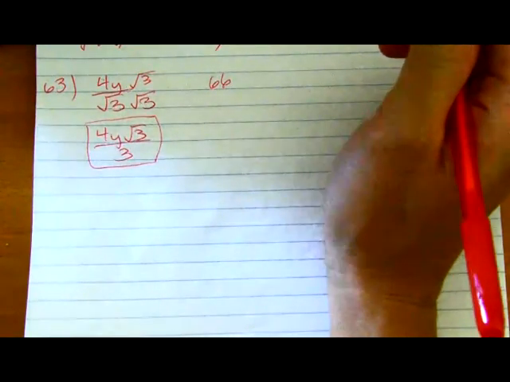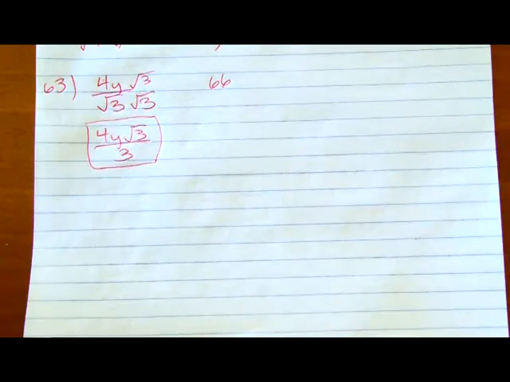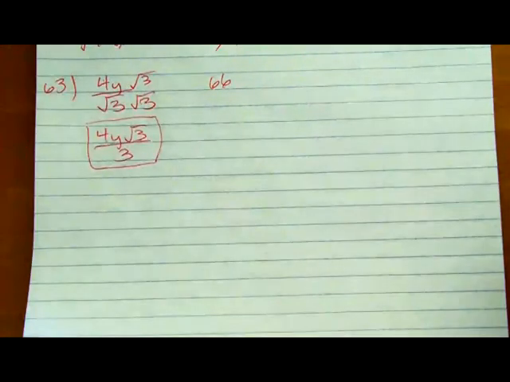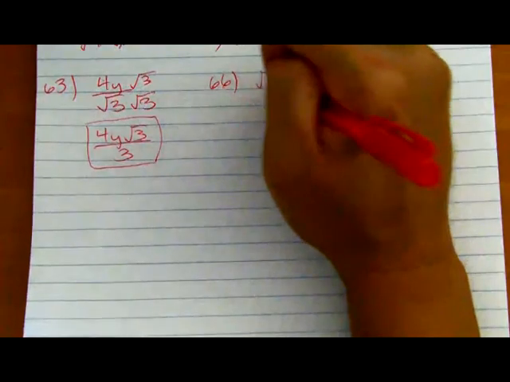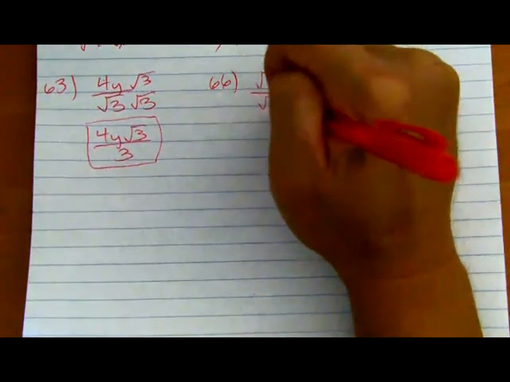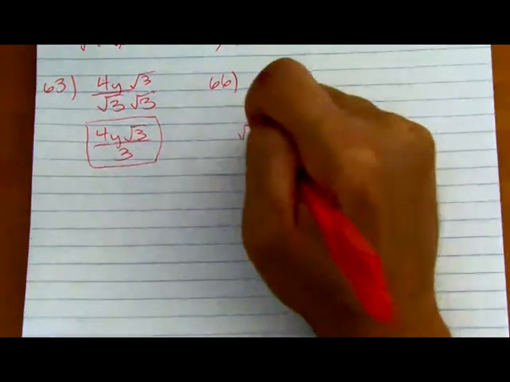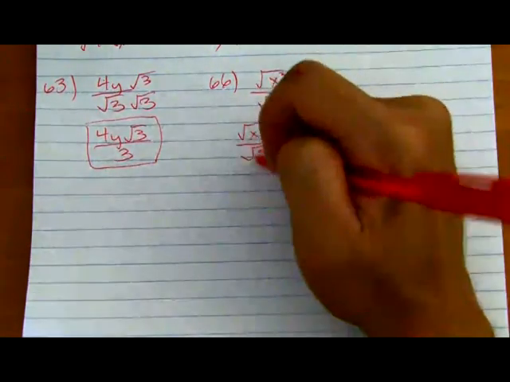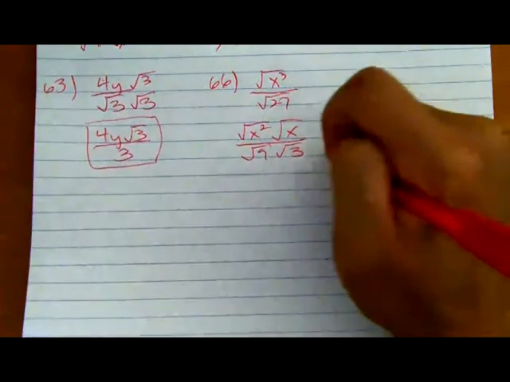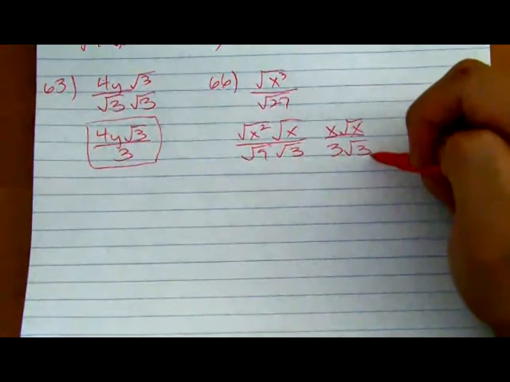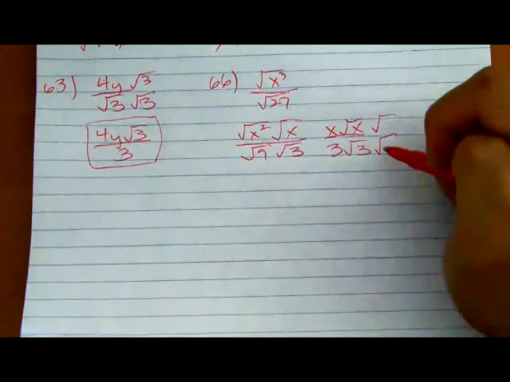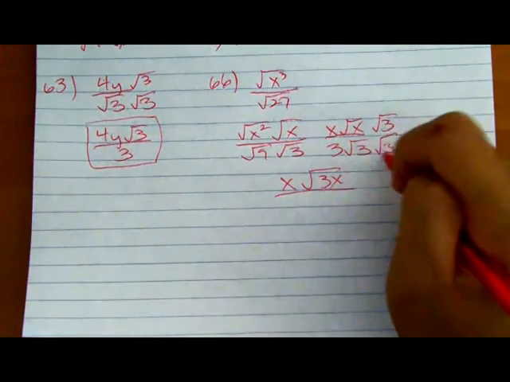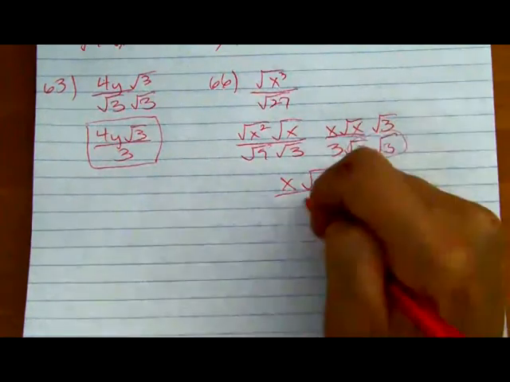Number 66 says radical x to the third over radical 27. I'm going to factor x squared and x, 9 and 3. I can square root those, so x radical x, 3 radical 3. I can't have a radical in the denominator. Multiply top and bottom by radical 3. So x radical 3x, this is radical 9, which is 3, and 3 times 3 is 9.